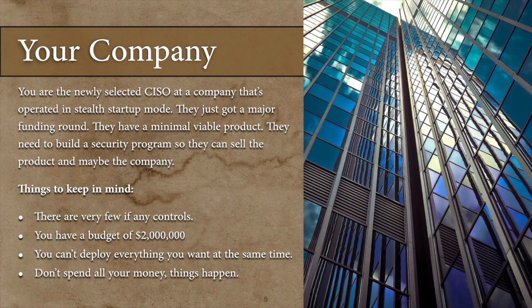Things to keep in mind. This company has very few, if any, controls. They have a budget of about $2 million for you to use deploying controls within the environment. You can't deploy everything you want at the same time. This is true in the game, and this is true in real life. You will only have a limited number of resources and hours in the day. Sure, could you hire 1,000 people to type out Shakespeare? Absolutely. Same thing with security controls. You can only deploy so much change at one time without truly impacting the company. So you have to choose.